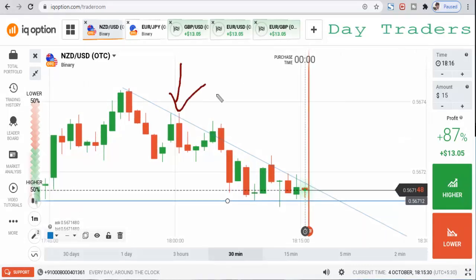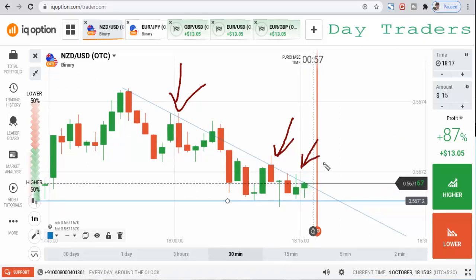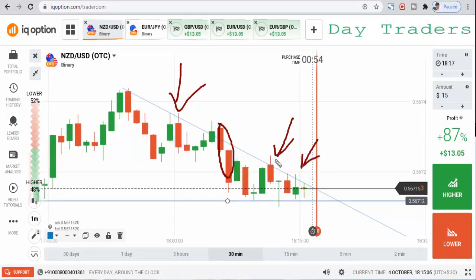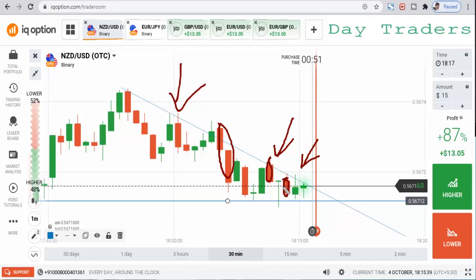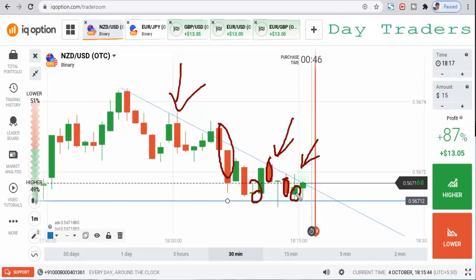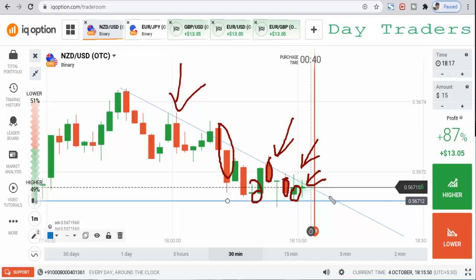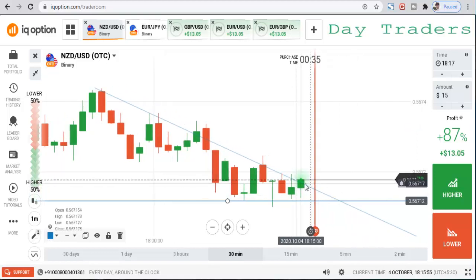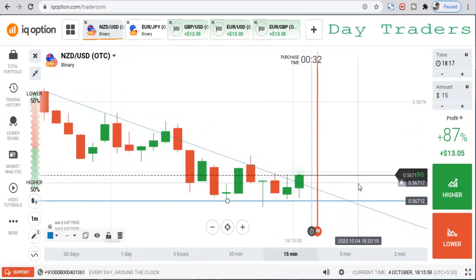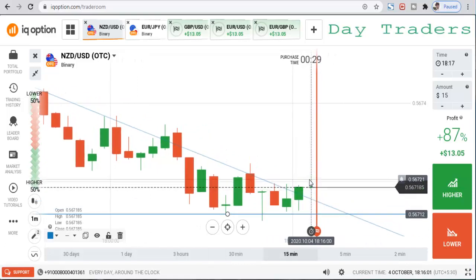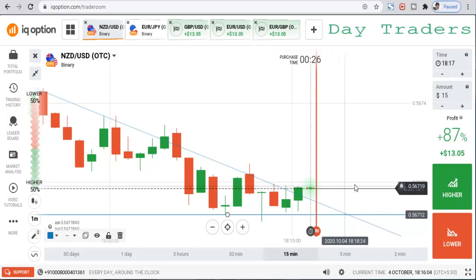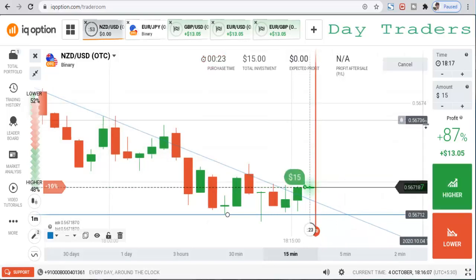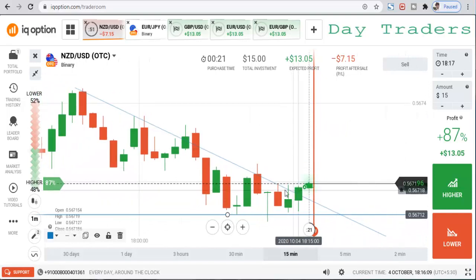And this is a seller's area. Compare these sellers. This is a very strong seller's entry, and this is a single candle, and this is also a single candle. Previously some buyers were very strong, and these also are very strong buyers. So don't expect sellers or buyers at this point. After the breakout, you can place a trade. Okay, there is no rejection. Okay, I will place a higher option. But this also is 50-50 chances.